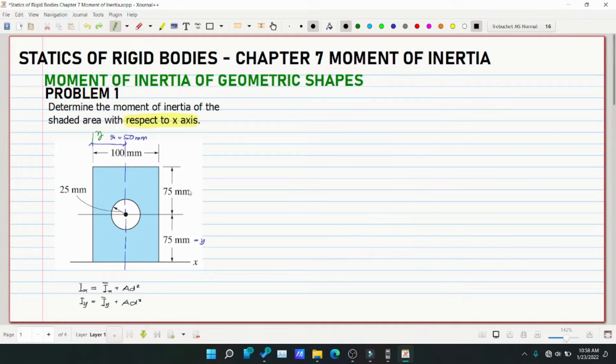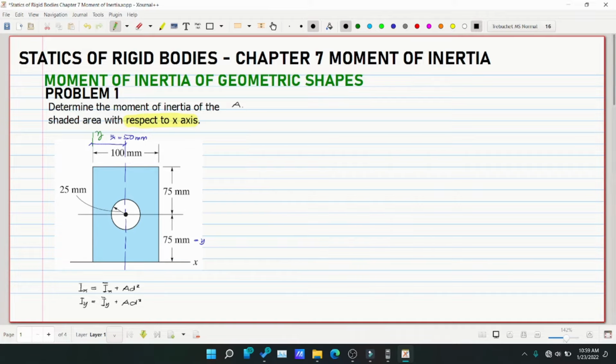So, game. Kagaya rin sa ating Varignon's theorem, imaminus natin yung mga area na kailangan natin iminus depende kung paano yung figure natin. So, sa figure natin, ang shaded area ay ito. Okay, then ito yung circle. So, ang gagawin natin, kukunin natin yung buong moment of inertia ng rectangle, saka natin ima-minus yung moment of inertia ng circle. Okay, with respect to x and with respect to y-axis.